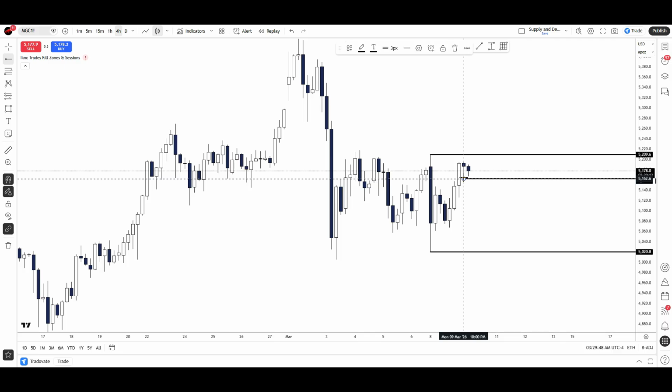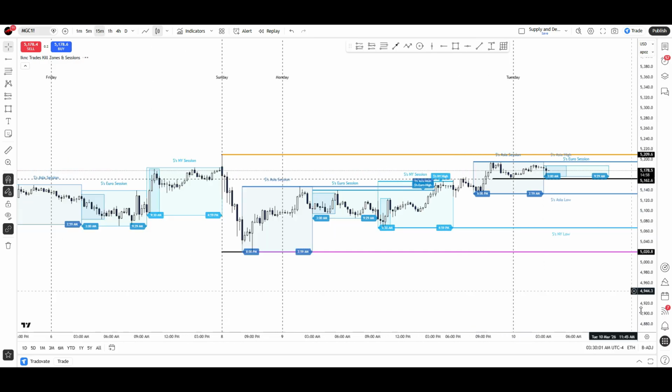I'm gonna mark the low, and I'm going to drop down to my 15-minute chart, and I would like to see a wick below this low and a push back up, and I'm gonna look for a long entry. Okay, so let's drop down to the 15-minute. Okay, so here we are.